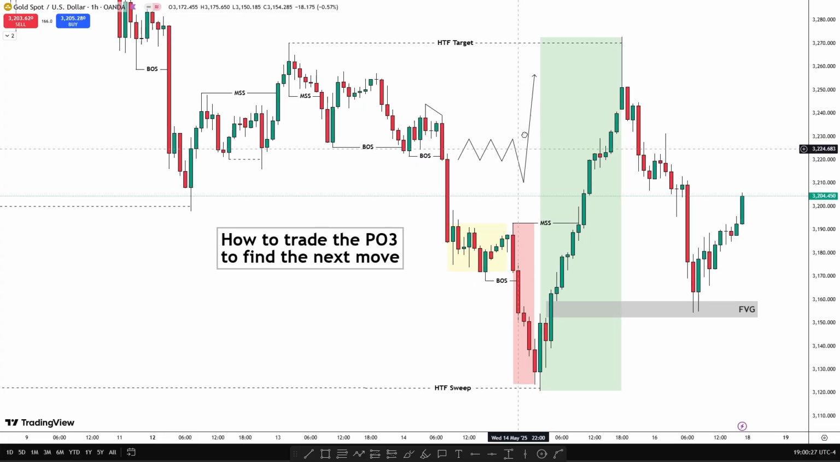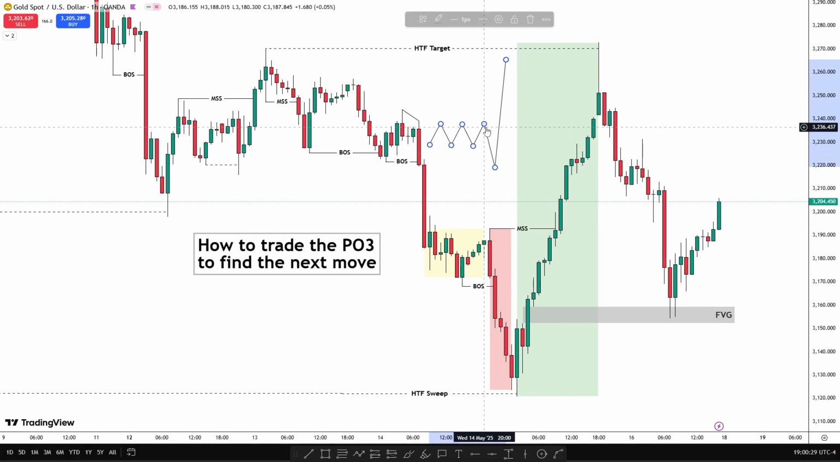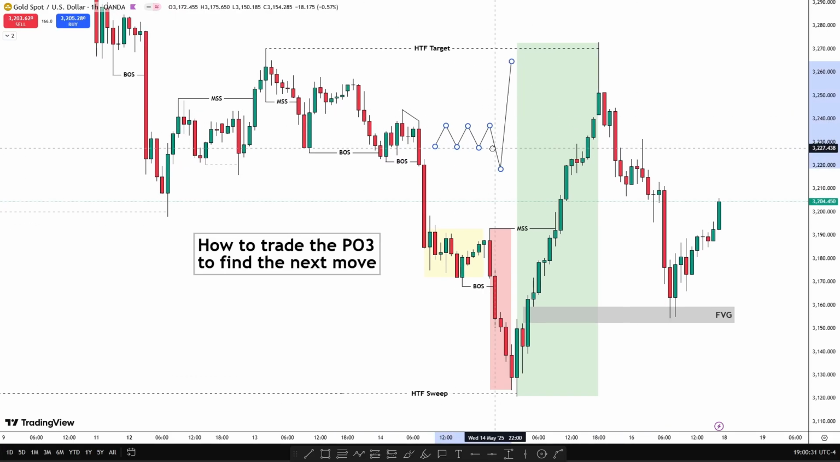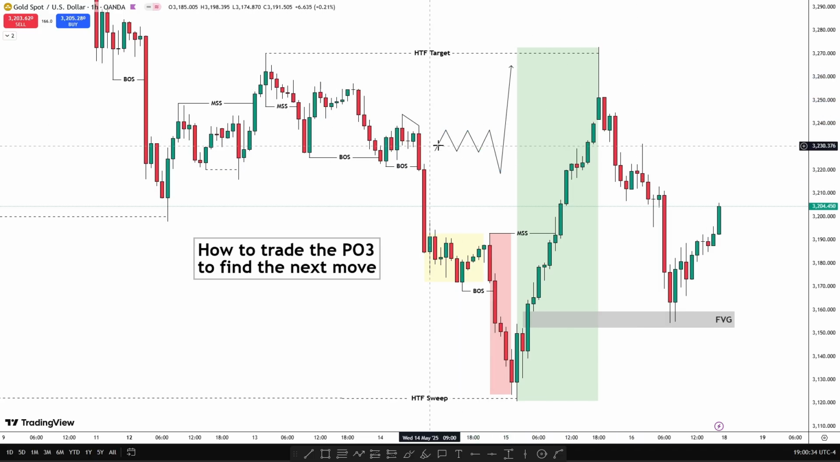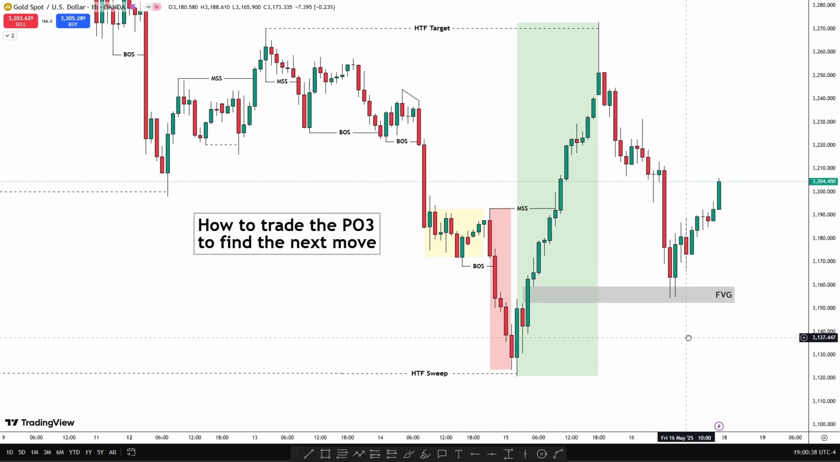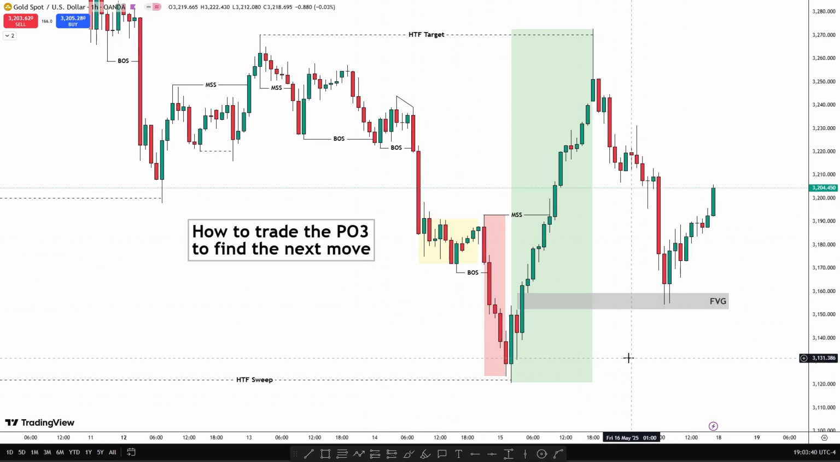So as you can see here, I've got another drawn out thing. So this is the exact structure that I look for a bullish AMD model or a bullish PO3 model. So I'm just going to be explaining the key components to this. As you can see here, we have a zone of accumulation. Notice how price is just chopping around. It's got no clear direction at the moment. And then we come down with a big manipulation leg to the downside to sweep our higher time frame liquidity, which is resting down here.